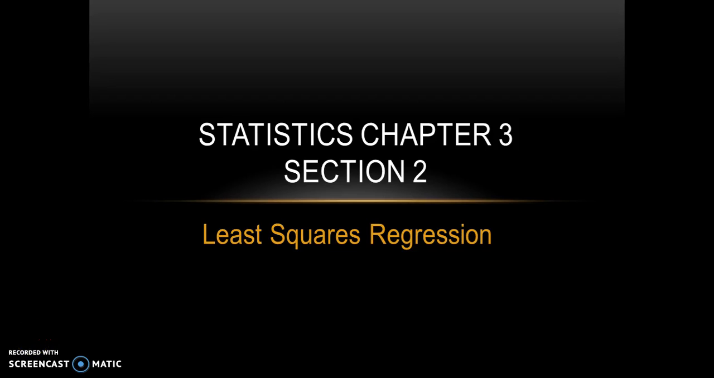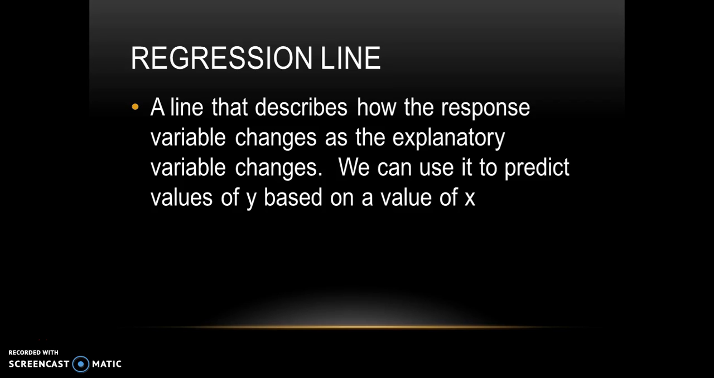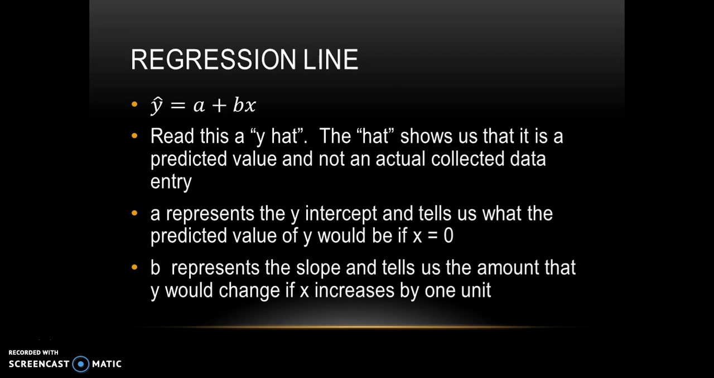Hey everybody, this is our Statistics Chapter 3, Section 2. This section talks all about least squares regression. A regression line is a line that describes how the response variable changes as the explanatory variable changes. We can use it to predict the values of y based on the values of x. We've been over some of this in class, so I'm going to go pretty quick.